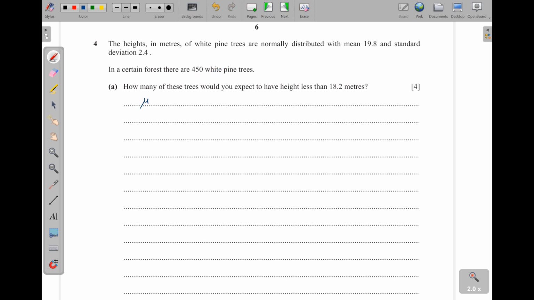So the mean is given as 19.8. Standard deviation is given as 2.4. So we need to find a probability of X less than 18.2. And then we standardize this, probability of Z less than, remember, Z is equal to X minus mean out of the standard deviation. So we shall have 18.2 minus the mean, which is 19.8, out of the standard deviation, which is 2.4.